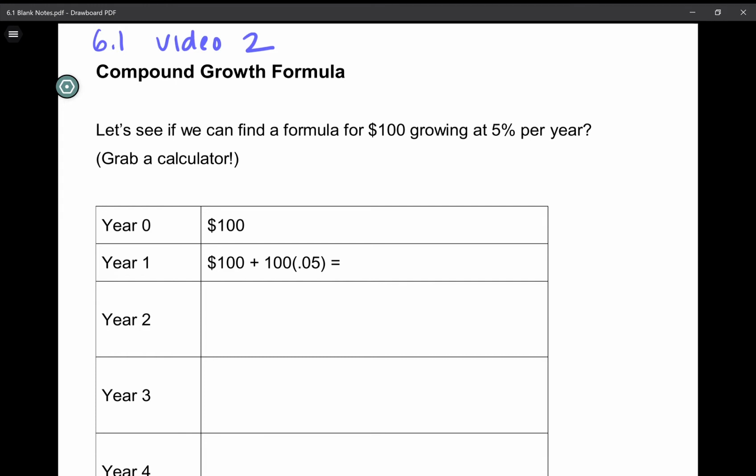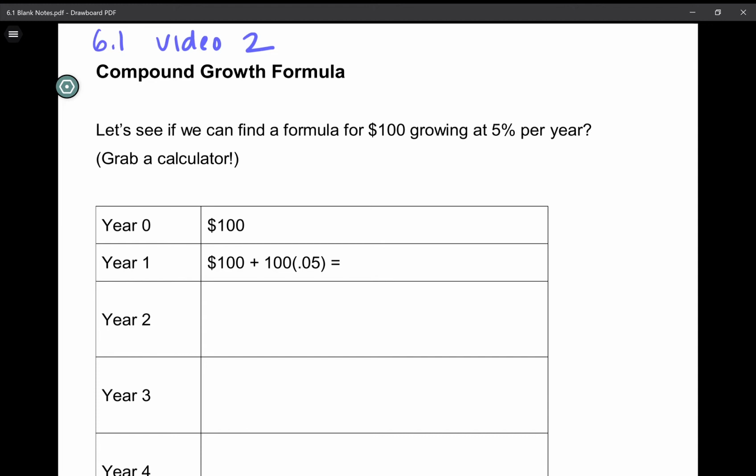All right, welcome back. This is 6.2 video 2, and we're going to practice a little bit more with some compound growth and some exponential growth. And so what I'd like you to do right now is make sure you grab a calculator. So pause the video and grab out a calculator to help us here. And I'm going to grab my calculator too.